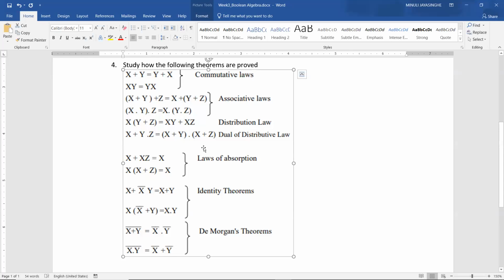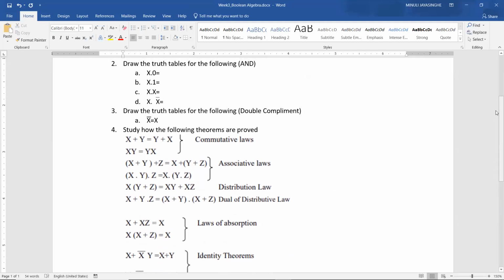Right? There are many resources that clearly explain how these things can be proved. Okay, so go through all these things and I'll take you back to the session after finishing all these 4 questions and we will discuss the other rest of the things.